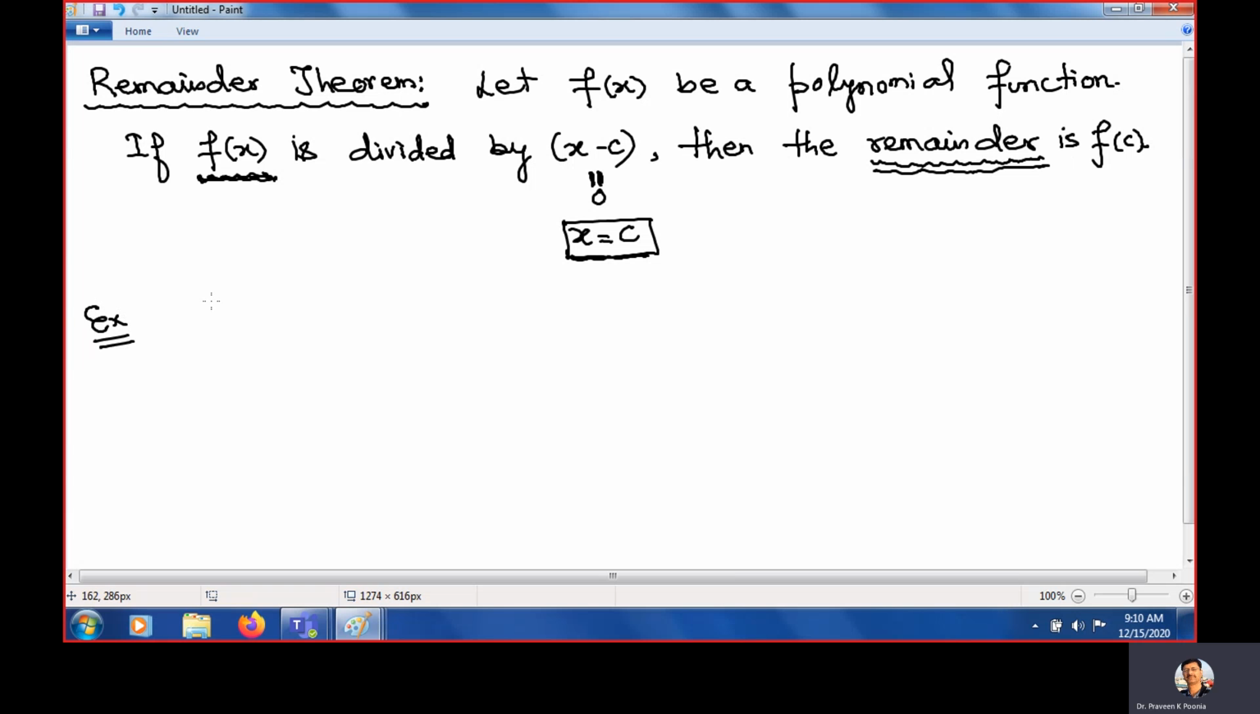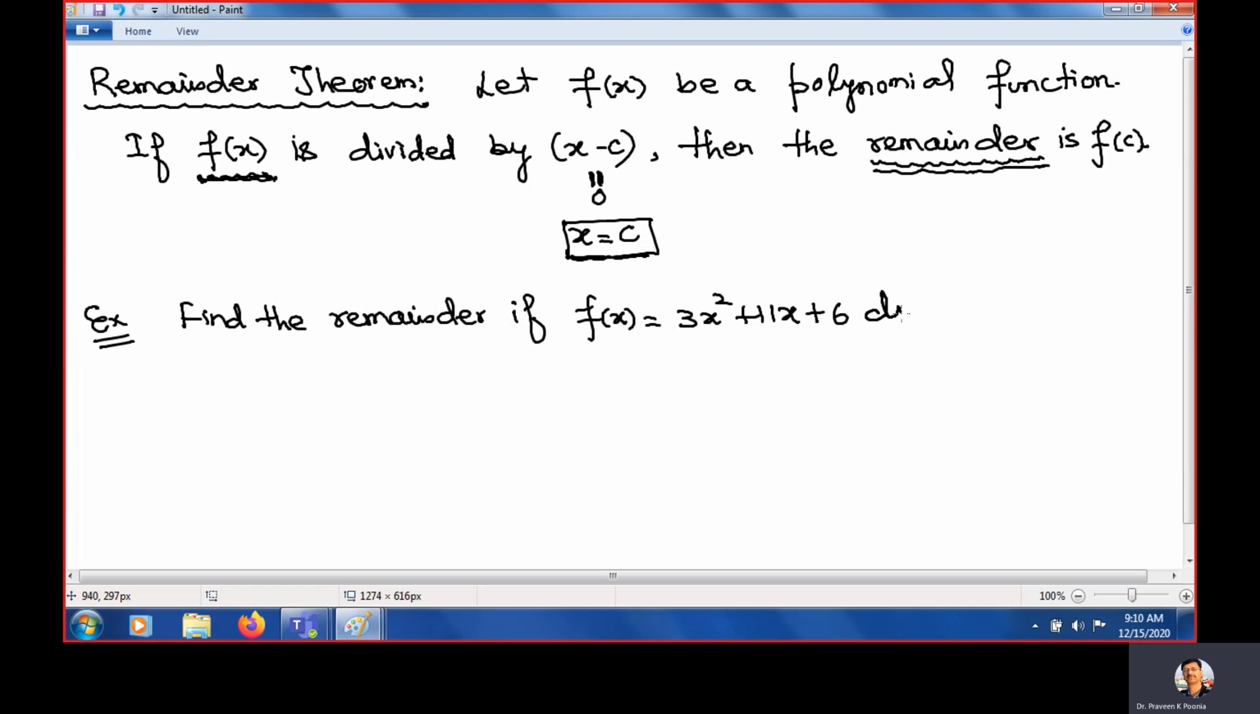Find the remainder if f(x) equal to 3x power 2 plus 11x plus 6 is divided by x minus 5.